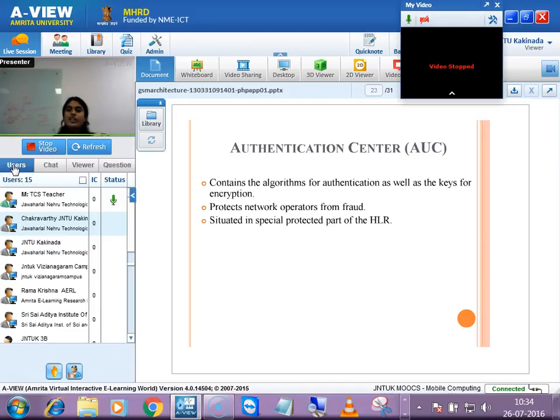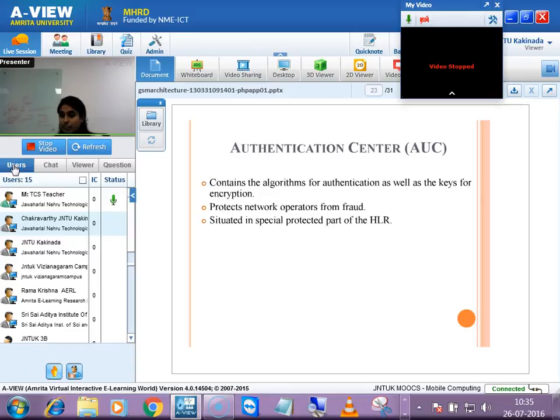Encryption. For encryption, we have SNOW 3G, AES, AES 128, 64 bits, this kind of thing. What are AES and SNOW 3G? What are the encryption and integrity algorithms that can be used? These are some of the algorithms. These kinds of algorithms will be used, as well as keys for encryption.